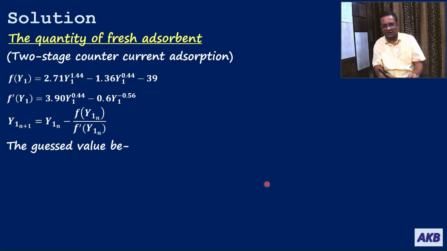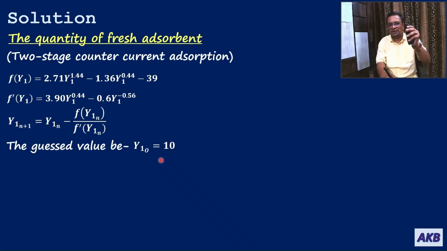So we can start with a guess, as we have to do while using the Newton-Raphson method. The guess that I am using is, I'll say that the color concentration is reduced to half after the first stage. So that means the initial starting guess y10 is 10. You can use a different one, no problem, but I am using a simple approach. The color concentration gets reduced by 50% at the end of the first stage. So for me, the initial guess is y10 equal to 10.